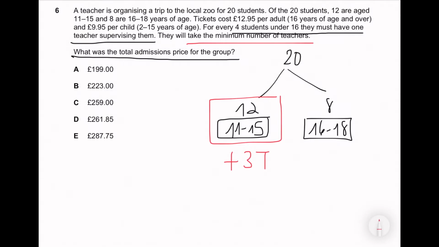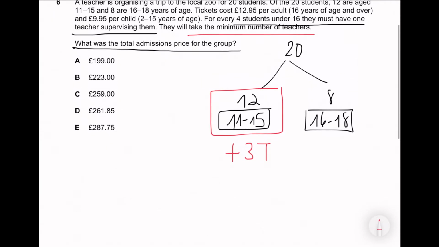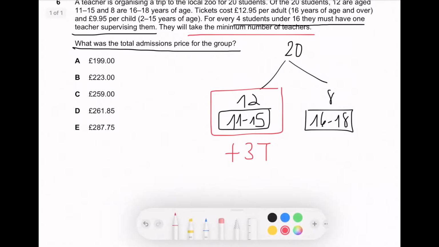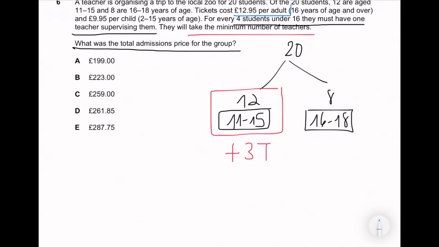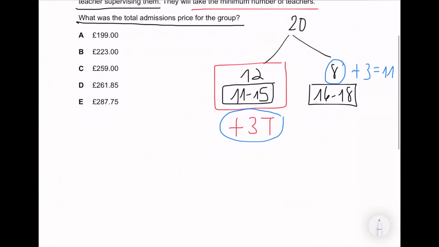Then let's take a look at the ticket classes one more time, right? So it says it costs $12.95 per adult. That's anyone 16 years of age and over. Okay, so we have 8 students that are 16 or over, and we're assuming that all the teachers are 16 and over. So plus 3 equals 11. So 11 people need the $12.95 ticket.